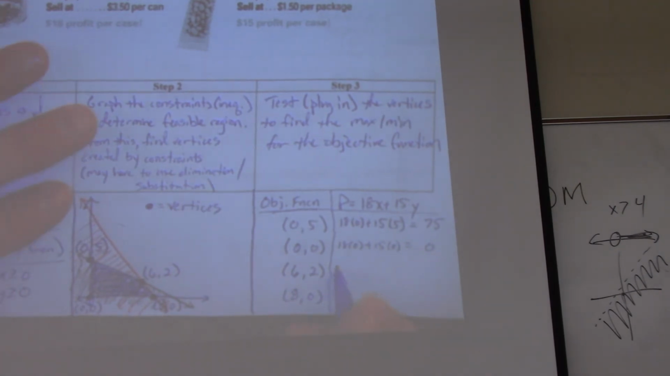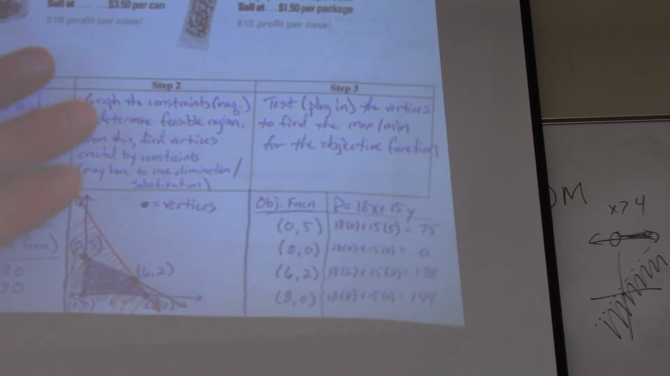Then I've got 18 times 6 plus 15 times 2, which is 108 plus 30, which is 138. And then the last thing is 18 times 8 plus 15 times 0, which is 144. What's the maximum? 144, right? Maximum means the biggest, right?